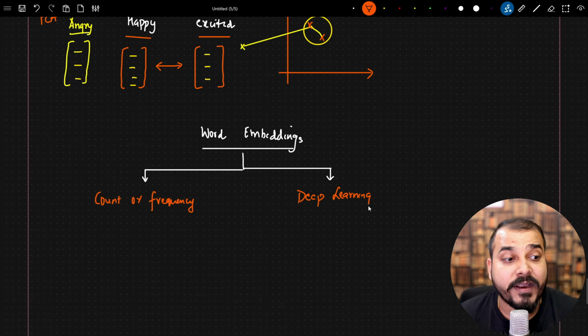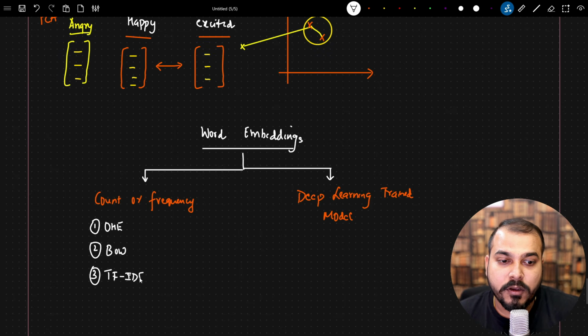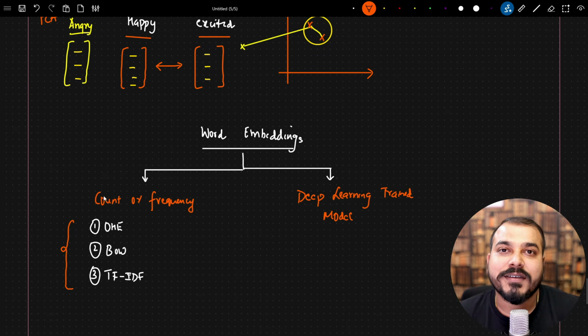Please listen to this very properly, because these deep learning trained models will give you very good accuracies. Now in count or frequency, we have learned about three different types. One is one-hot encoding. The second one is bag of words. And the third one is TF-IDF, right? All these techniques we have learned, and we know the advantages and disadvantages. But here we are focusing more on count or frequency, right?